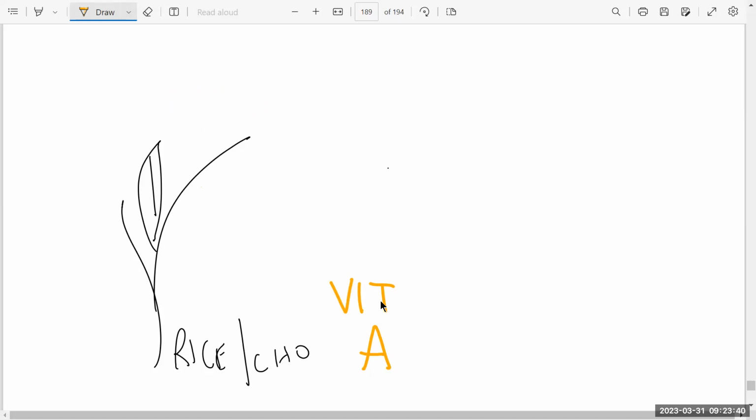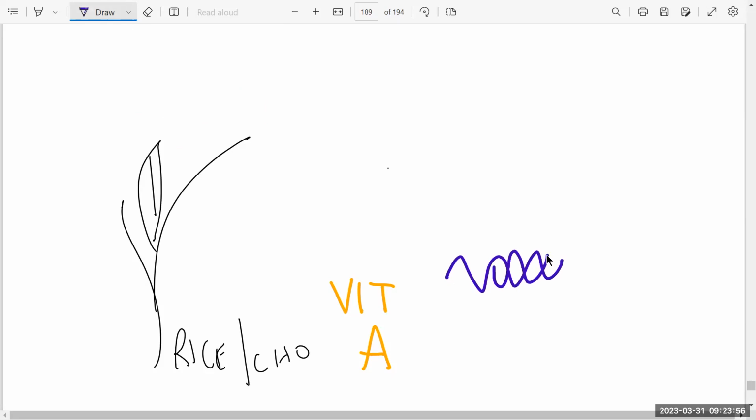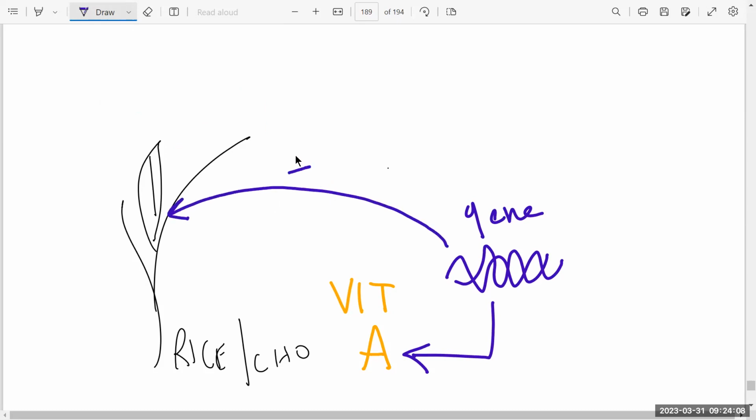To handle this problem, scientists came up with the idea: if they can find a gene which makes vitamin A. So this is a gene which can make vitamin A, and this gene is transferred to the rice plant. Then the new genes come into the rice genes, and then it produces vitamin A.